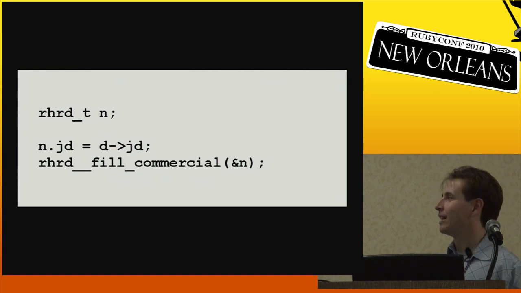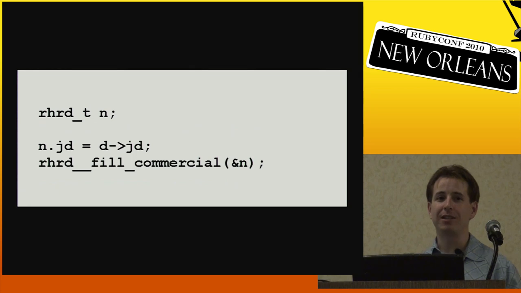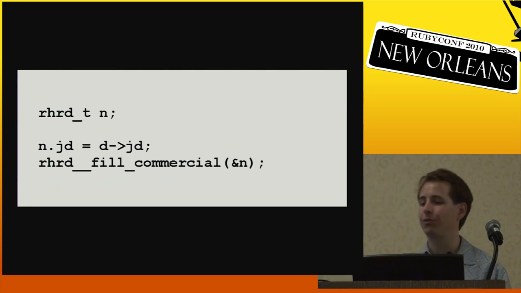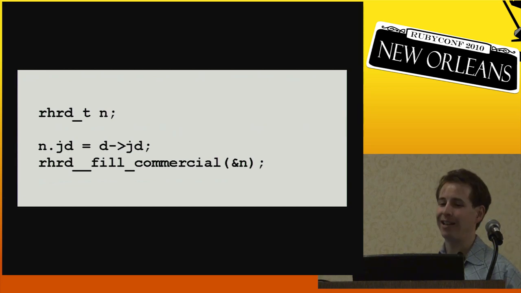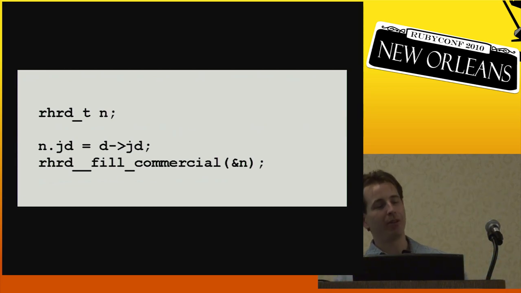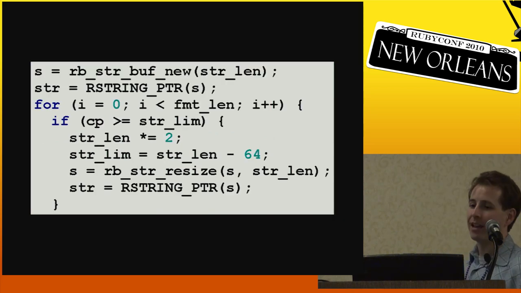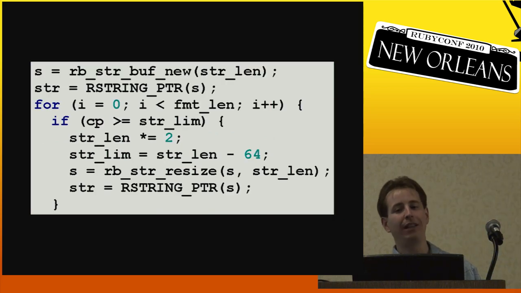In this example, instead of a pointer to a Ruby date structure being used, the entire structure is used, and the address of that structure is passed to the fill_commercial function. And since the structure is allocated on the stack and not on the heap, the memory is automatically freed when the function returns.